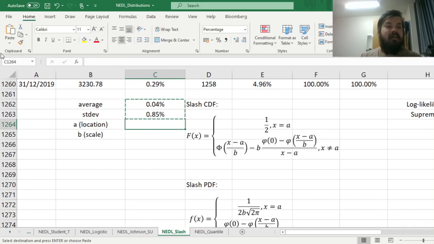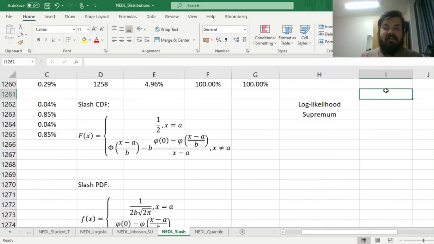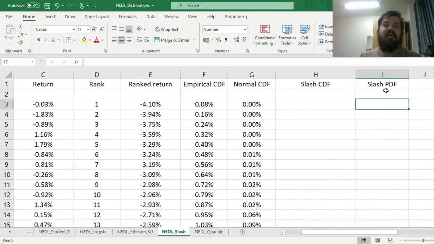So first, let's start with some plausible values of location and scale parameters. So as usual, make them equal to sample mean and standard deviation respectively, and then we will arrive at more refined values in our maximum likelihood estimation. To do the maximum likelihood estimation, we have to calculate the natural log of probability density function in every single case for every single observation. So let's just start with that.